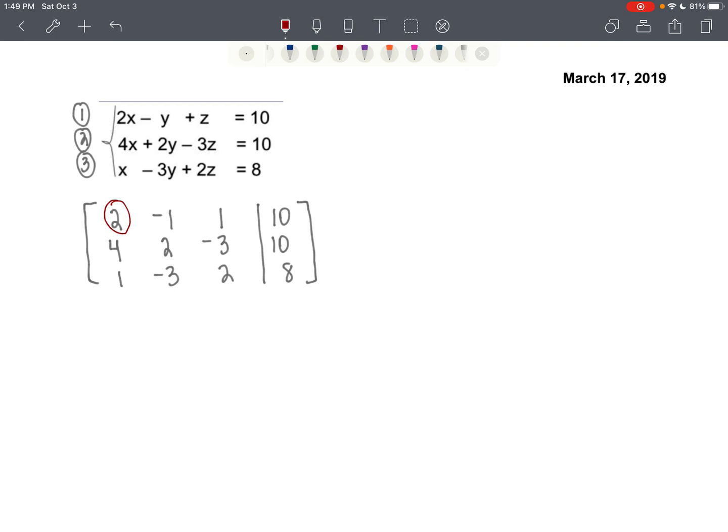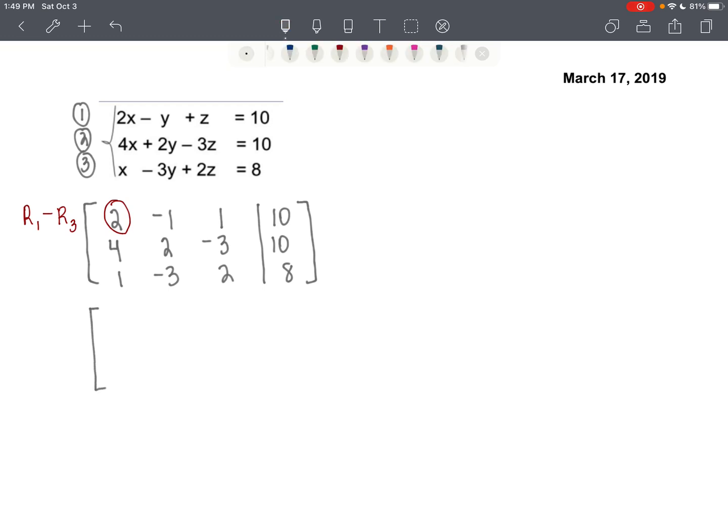In order to make that happen, I can manipulate equation 2 or equation 3 to multiply it. I could multiply by 1/2. The problem with multiplying by 1/2 is that I would end up getting some fractions in there. So there's something else that we could do. We could add or subtract equations from one another. So row 1 is going to become row 1 minus row 3.